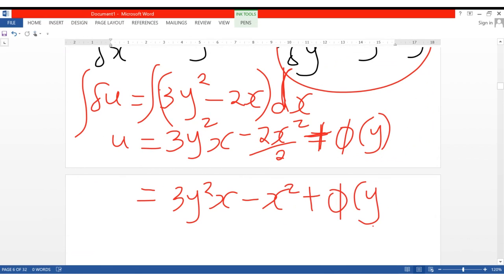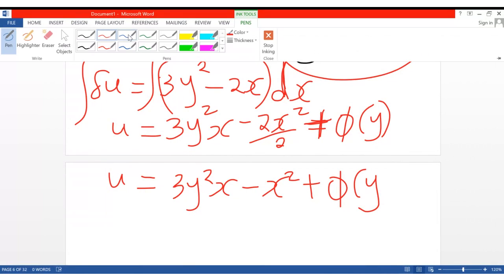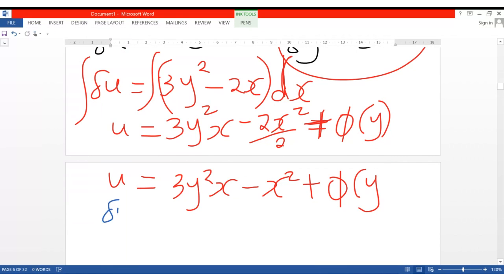After doing that, remember my goal is to solve for phi y. So I need to now differentiate this one partially in terms of y. I differentiate now this one partially in terms of y, and I see what I'm getting. So in terms of y, partial u, partial y, and then I'll compare with the other function. I'm doing that one to compare with the other one.